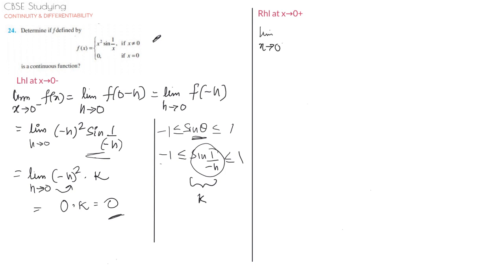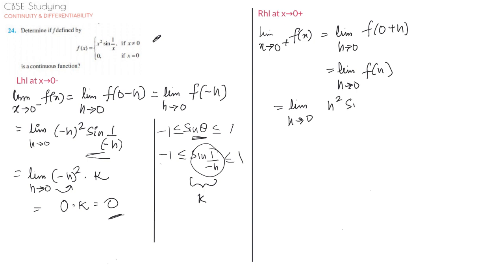Limit x tends to 0 positive f of x, which is limit h tends to 0 f of 0 plus h, which means, again, I'm going to take this function: limit h tends to 0 of h square sine 1 by h. Replace this with k: limit h tends to 0, h square into k. Put the value of h as 0, 0 into k, which is equal to 0, right?